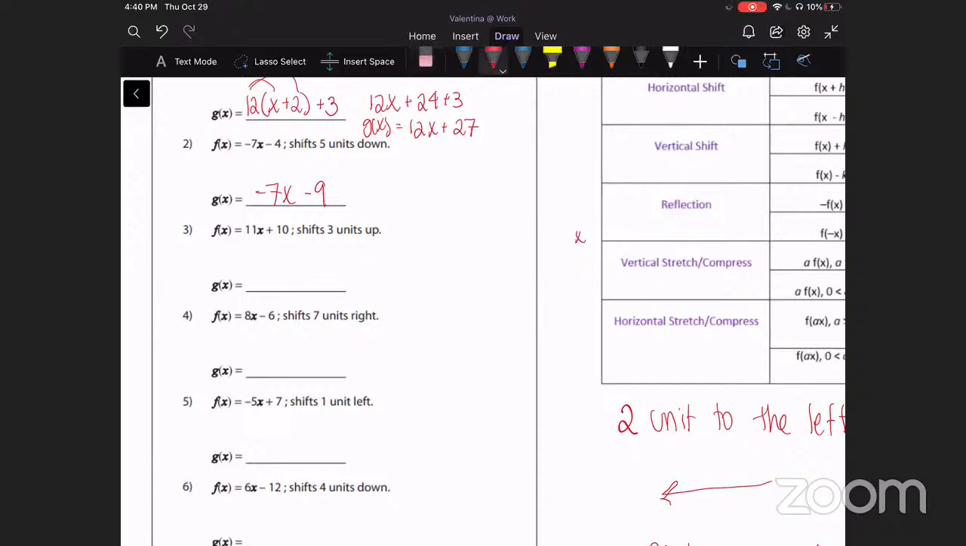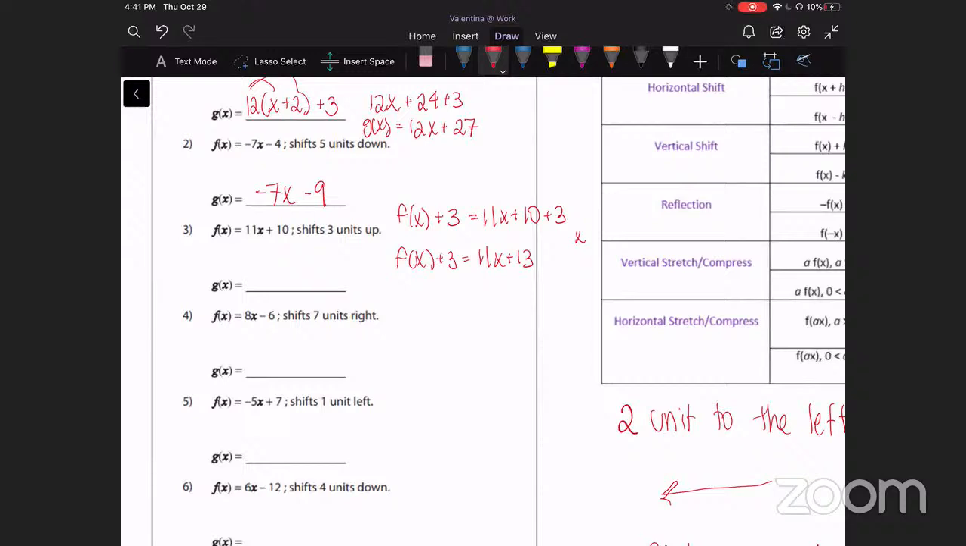So that means we're going to be taking f of x and shifting it up, right? So we're going to add 3 to it. That's basically taking 11x plus 10 plus 3. So f of x plus 3 equals 11x plus 13. Does that make sense?